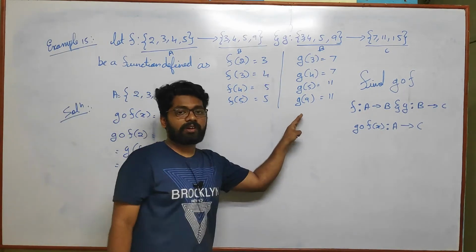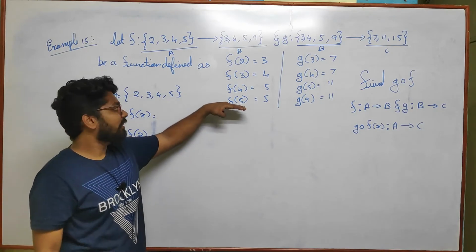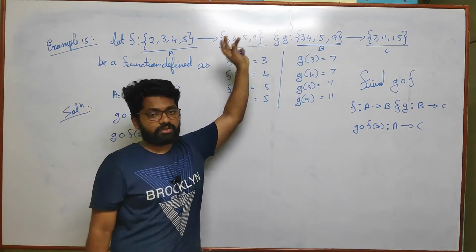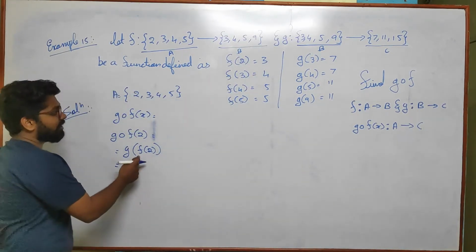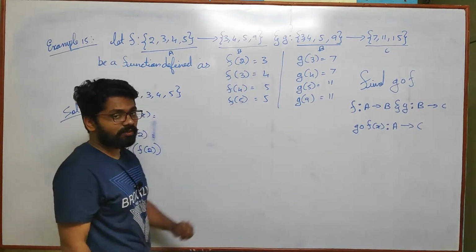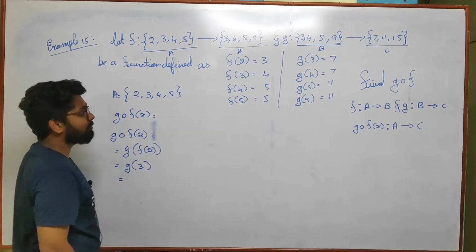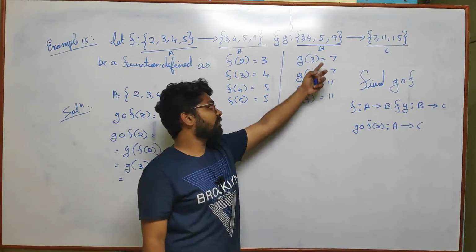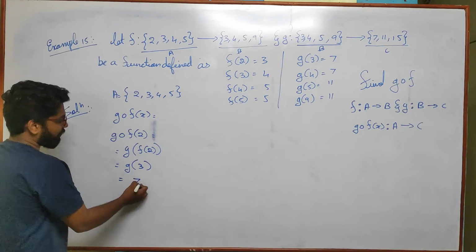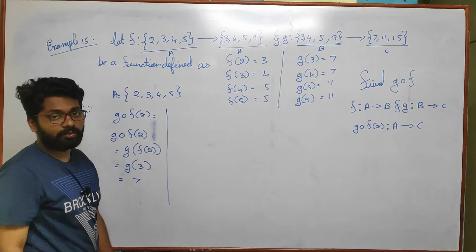So the vertical columns, what I have written over here, are the definitions of these two functions. Now what is f of 2 equal to? It is equal to 3. So substitute 3, and it comes out to be g of 3. And what is g of 3? It is 7 from the definition. So your answer turns out to be 7.